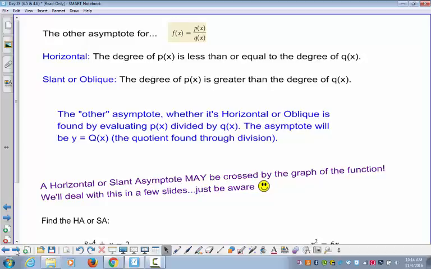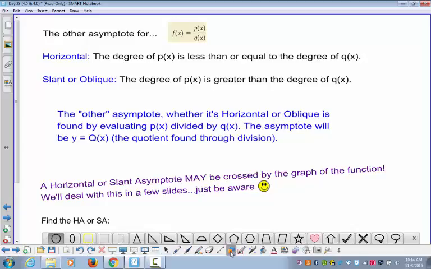Okay, so the other asymptote, again, it's horizontal if the degree of p, that's the numerator, is less than or equal to q. If the degree of the numerator is bigger, then the denominator can actually divide into the numerator, and that quotient is the asymptote, the other asymptote. And again, in this book, they're all slants.